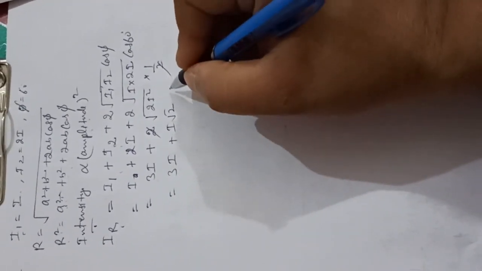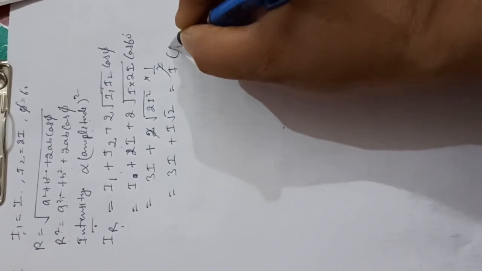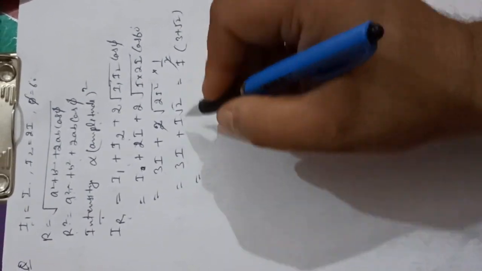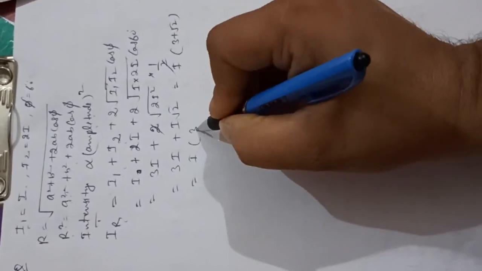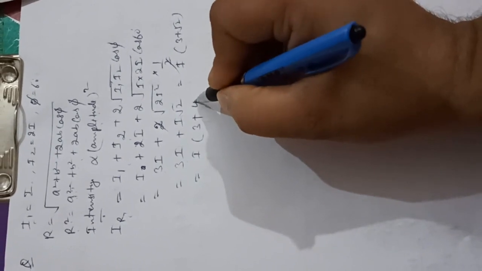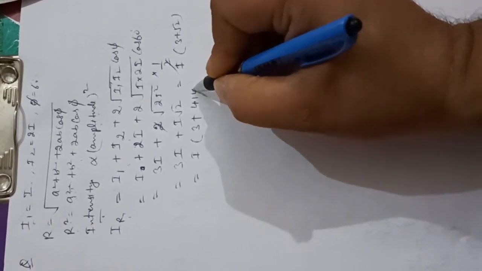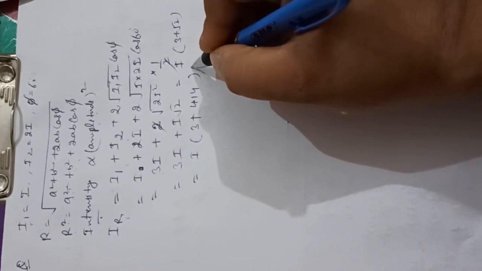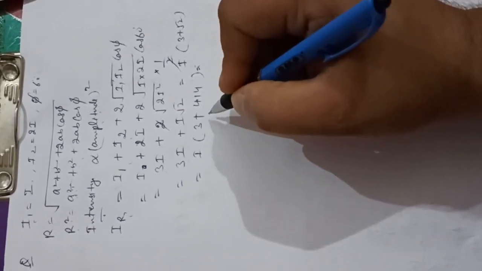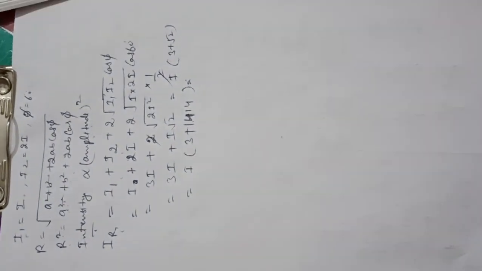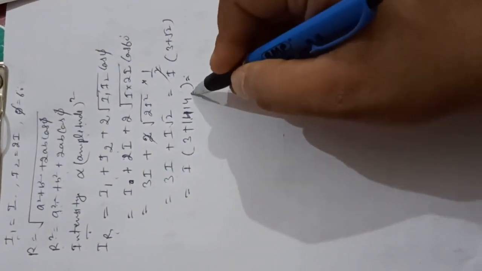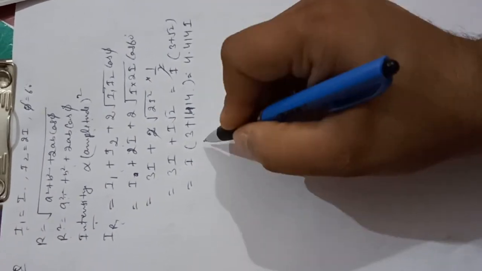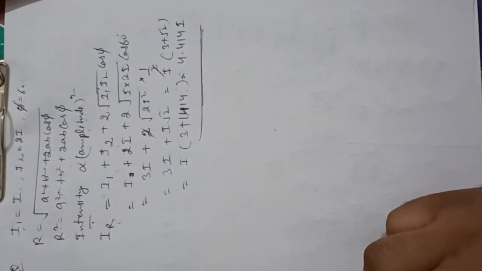So taking I as common, we have (3 plus √2) I. If we put the value of √2, which is 1.414, we get 4.414I. Okay, so this is the required answer of the given numerical.